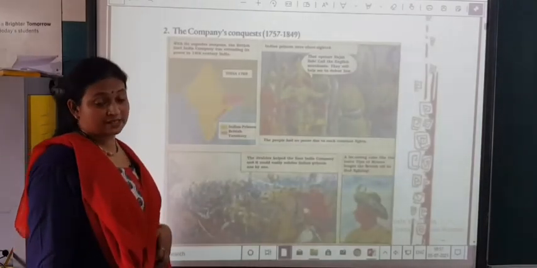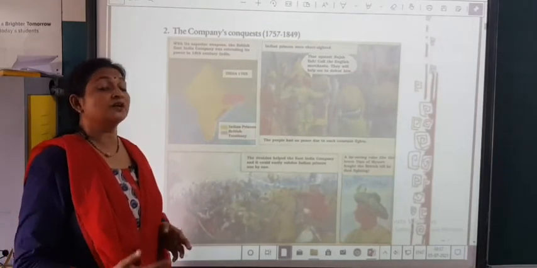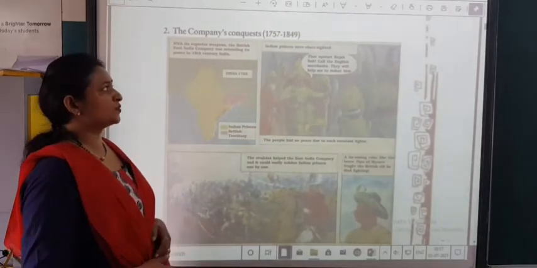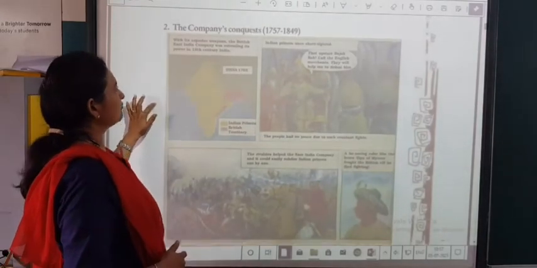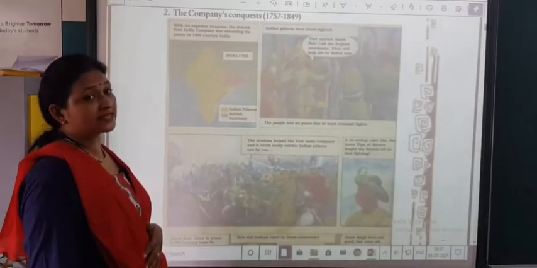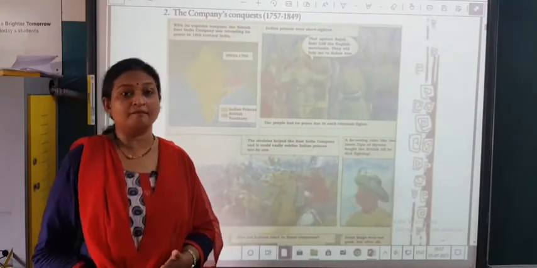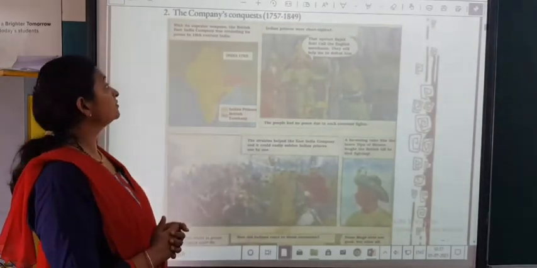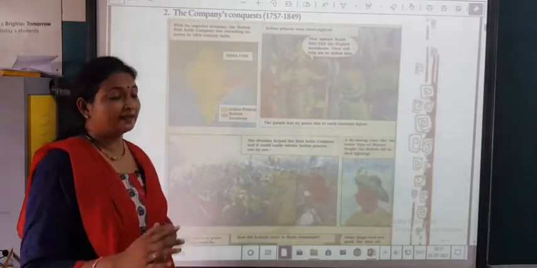The company's conquest. Conquest means victories. And which company? East India Company. The victories of Britishers, or we can call it the East India Company, between the years 1757 to 1849. With its superior weapons, the British East India Company was extending its power in the 18th century. They came to just do some trade with India, but slowly, gradually they started establishing their company here, and it started extending its power by the 18th century.